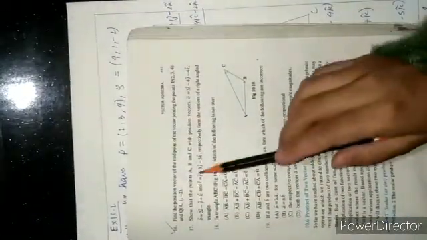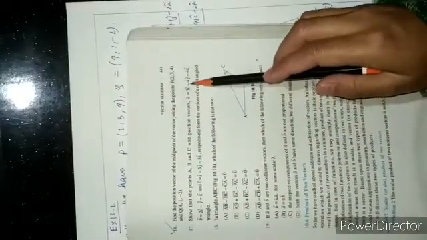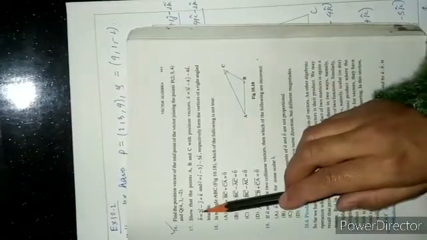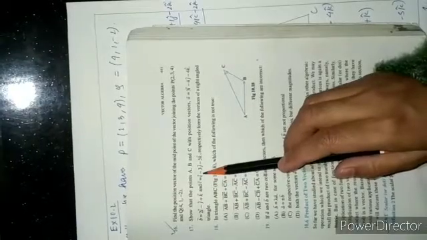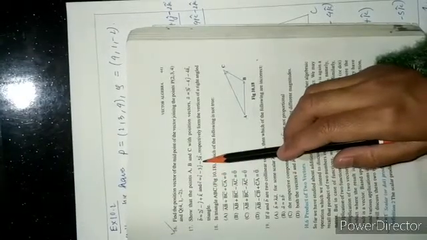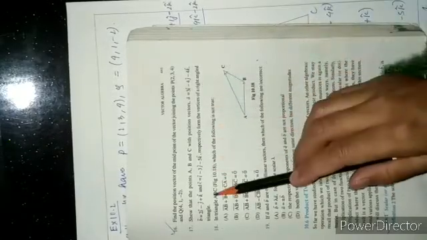Now next question is question number 17. Show that the points A, B and C with the position vectors A vector 3i minus 4j minus 4k, B vector 2i minus j plus k and C vector i minus 3j minus 5k respectively form the vertices of a right angle triangle.